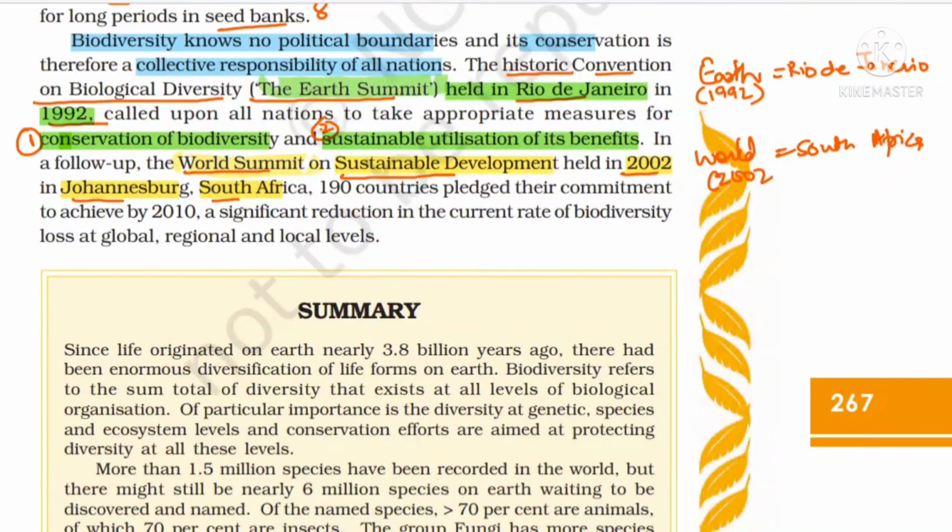And how many countries have taken the pledge? Beta, 190 countries have taken the pledge to achieve by 2010 a reduction in the rate of biodiversity loss. At which level? Global level, regional level, and local level. Is it clear? So there, how many countries, beta? Please remember 190 countries. Okay, beta? 190 countries have taken a pledge to reduce the loss of biodiversity at three levels: global, regional, and local.